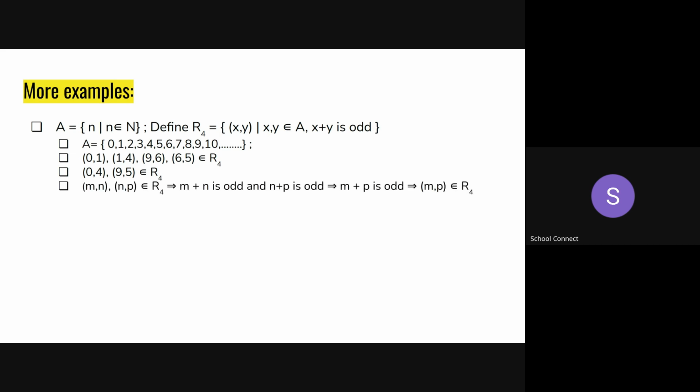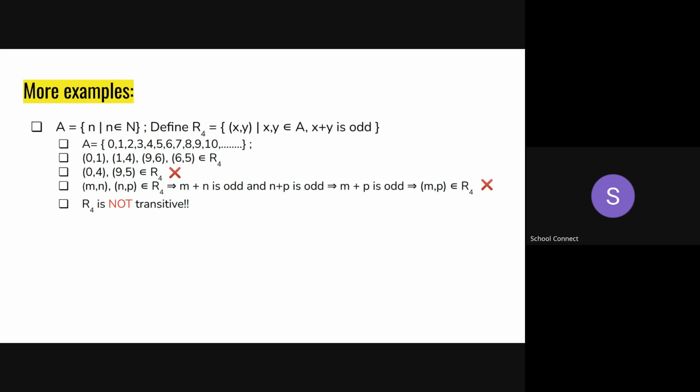Now, is it always the case, just like we proved in the previous example, that m comma n and n comma p belonging to R4 implies m plus n is odd and n plus p is odd, which may imply m plus p is also odd? No, right? Because 0 comma 4 or 9 comma 5 will not belong to R4. If you add 0 to 4, it is even, which will not be in R4. One example is sufficient to break the transitive property. We straight away conclude that R4 is not transitive.